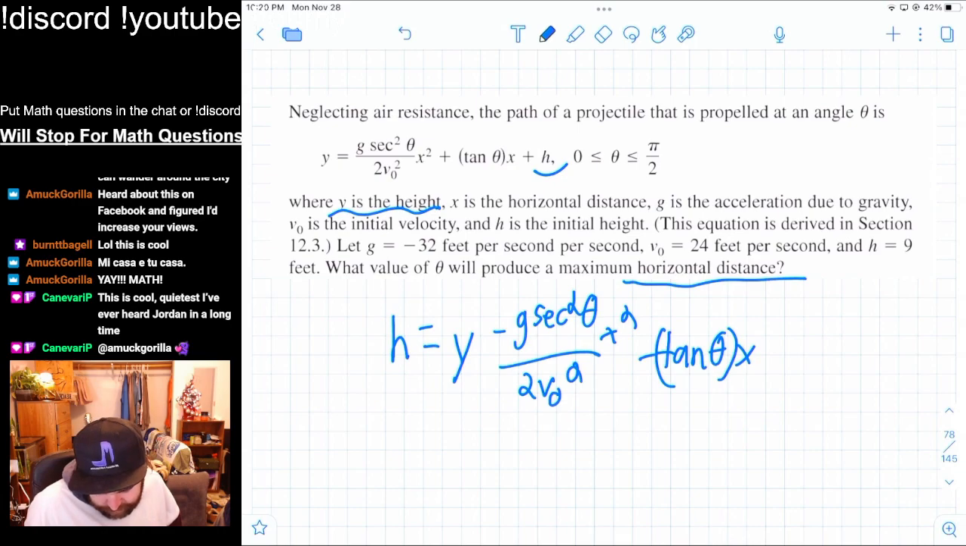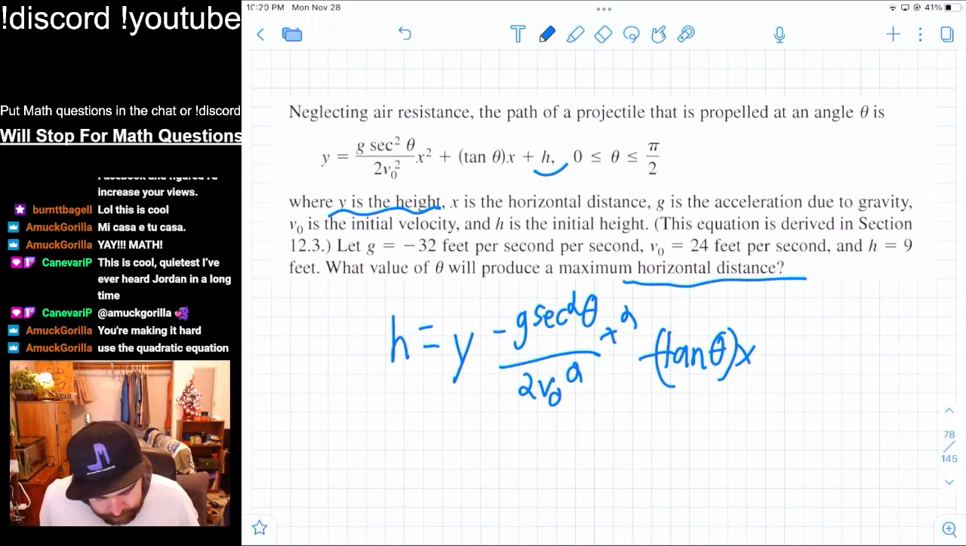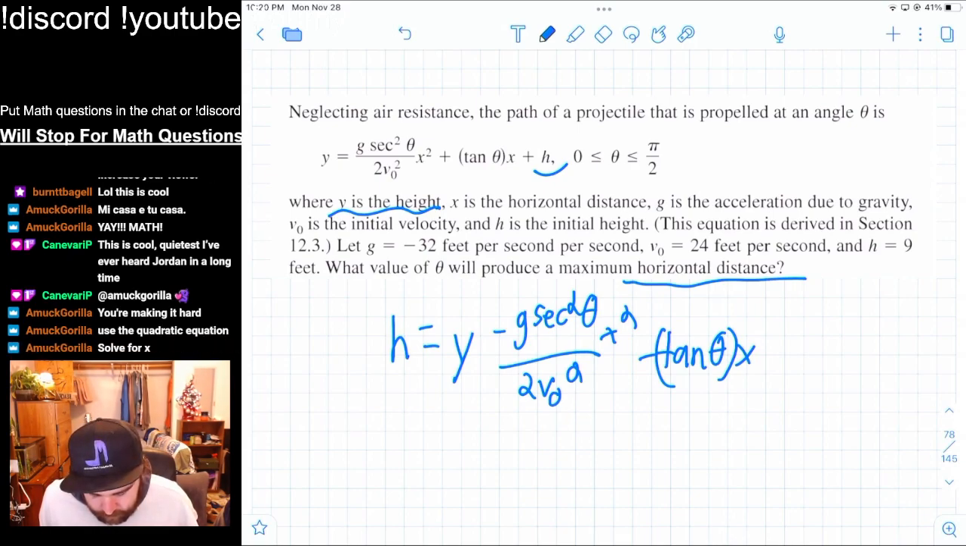But surely they don't want us to take the derivative of that. That's nutty. Yeah, I feel like I'm definitely making this too hard. Let me clear out my brain. Let me rethink what's going on here. So, what value of theta will produce a maximum horizontal distance?